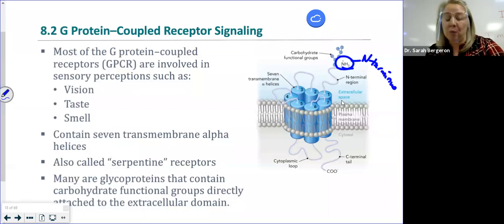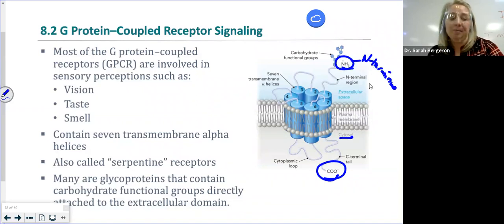And so what happens in all of these serpentine receptors is that you have an N terminus that is in the extracellular space, and you have a C terminus that's in the cytosol, right? Okay. And so you can see on these G protein coupled receptors that they have lots of carbohydrate groups attached to the proteins. They call them glycoproteins, right?